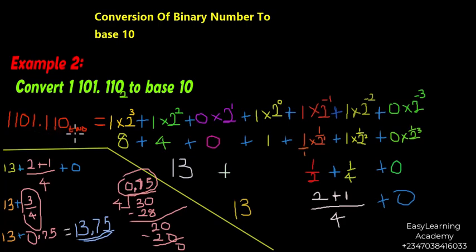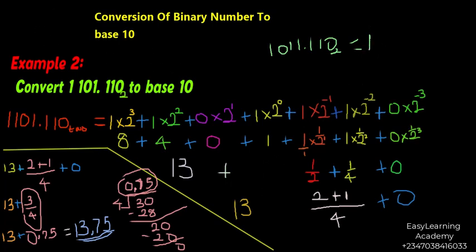1101.110 base 2 to base 10, so we can write down that 1101.110 base 2 is equal to this, our answer here. Alright, it's equal to what's the answer?